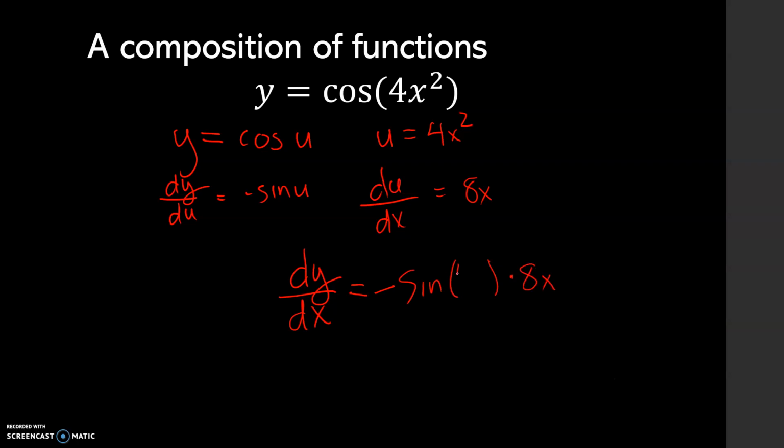What is u? u is 4x squared. That's up top. And so let's rearrange so this looks a little prettier. Negative 8x multiplied by sine of 4x squared. The reason I put the 8x out front is that way it is very obvious that 8x has nothing to do with the input of that sine.